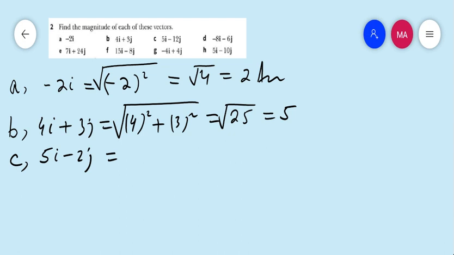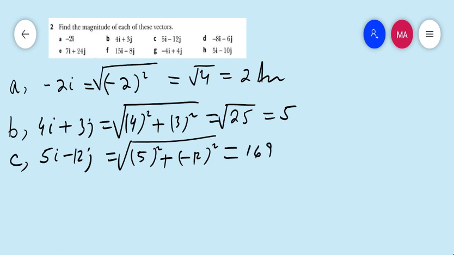So again, the i coefficient is 5, 5 squared, plus the j coefficient is minus 12, minus 12 squared. Sorry, not 2, it is minus 12. So 5 squared is 25 and minus 12 squared is 144. 144 plus 25 is 169, and the square root of 169 is 13. So the answer is 13.